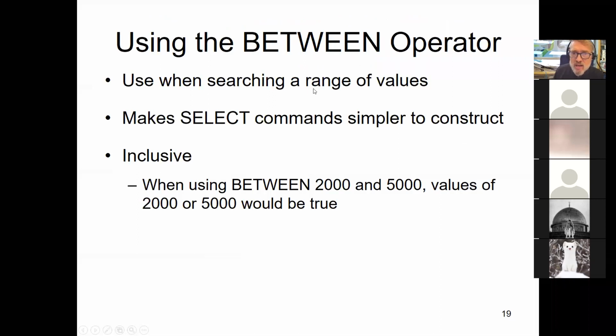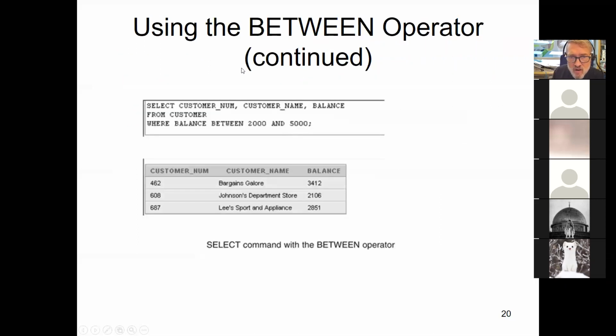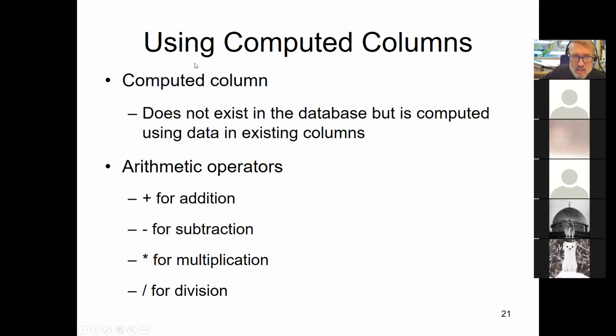All right, so we can have a range of values using BETWEEN. So between 2,000 and 5,000, we're narrowing down the rows that will be shown here. We only have these columns, but the balance must be between these two numbers. And if you look at those balances, you'll see that that's the case.